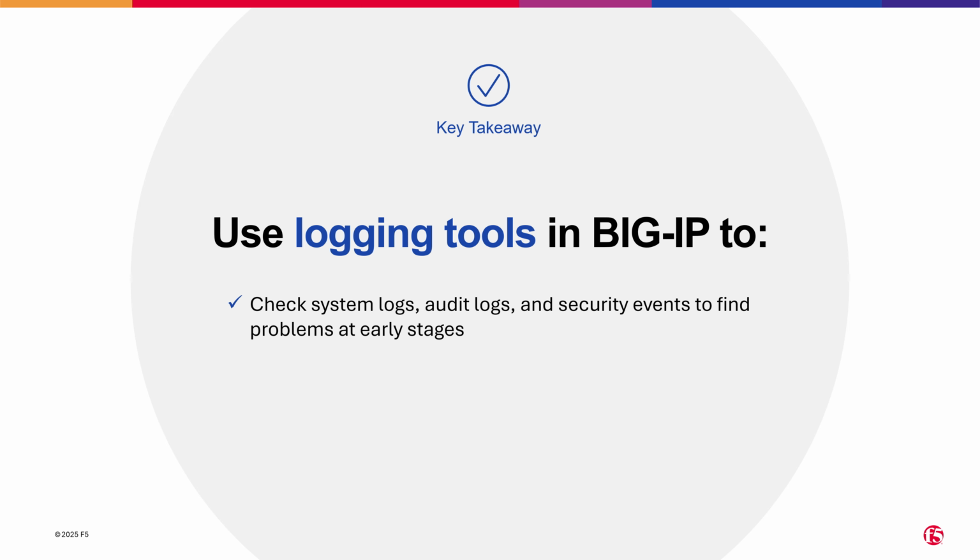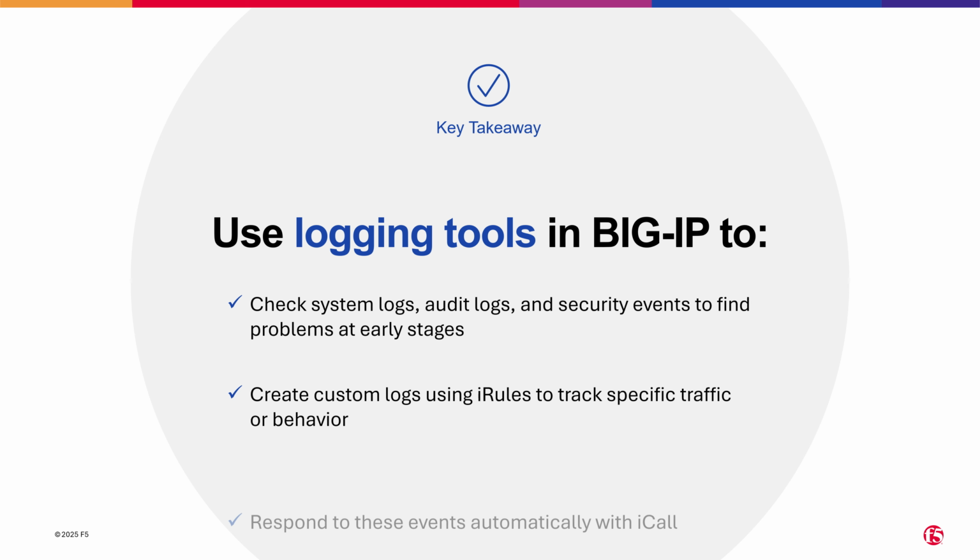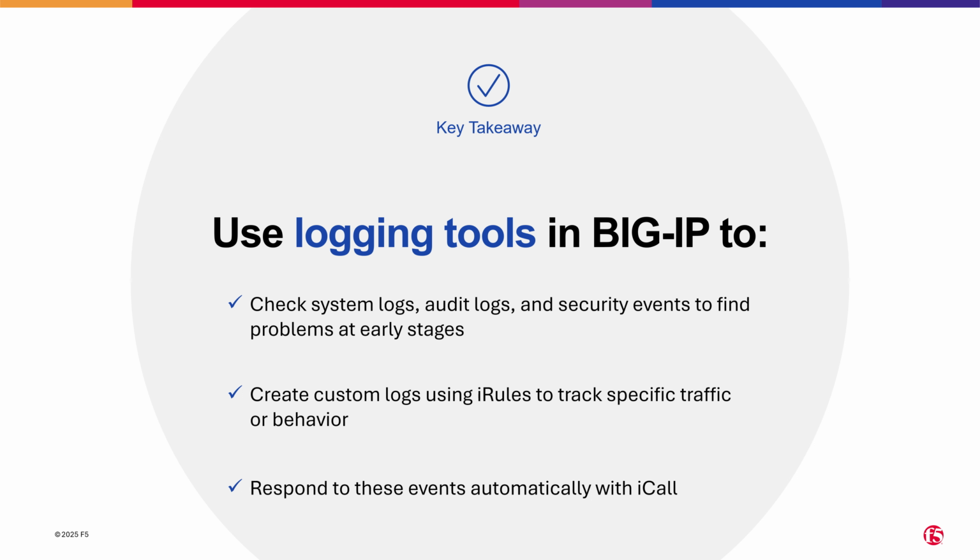We reviewed the basic logging tools in Big IP, which help you understand how the system is working. You can check system logs, audit logs, and security events to find problems early before they become serious. You can also create custom logs using iRules. These let you track specific traffic or behavior. For example, you can log certain HTTP requests or changes to a virtual server. With iCall, you can respond to these events automatically. iCall scripts run when certain conditions are met, helping you take action right away.